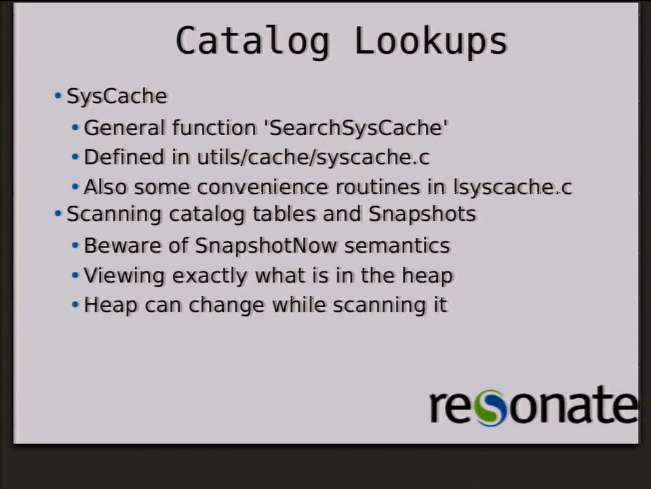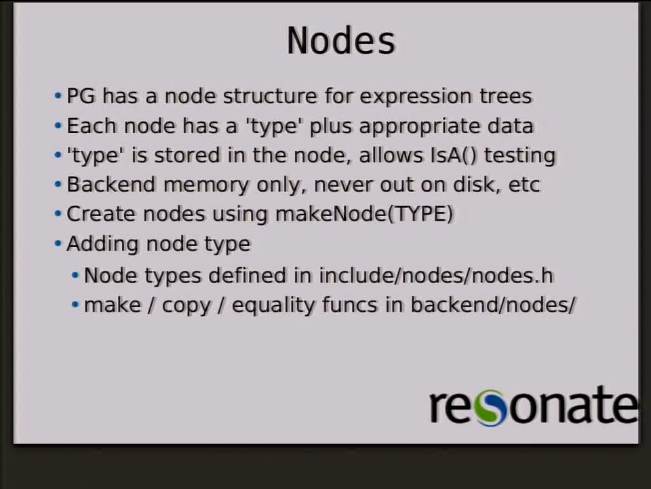Questions about catalog lookups? I know it's very, very broad. I'm sorry, but there's only so much I can cover in an hour. But syscache is really useful. If you go look at example code that's out there, that'll help a lot in terms of understanding how to use it and what parameters you need to pass to it and whatnot. And again, the helper functions are really useful also for looking up very specific things that you need to go find out of the system catalogs.